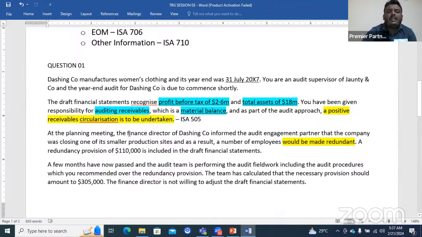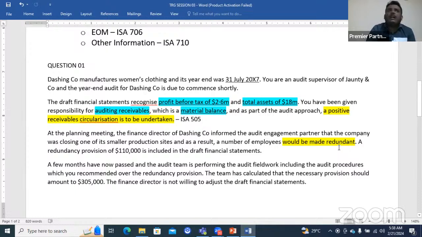At the planning meeting, the finance director of D company informed the audit engagement partner that the company was closing one of its smaller production sites, and as a result a number of employees may be made redundant.